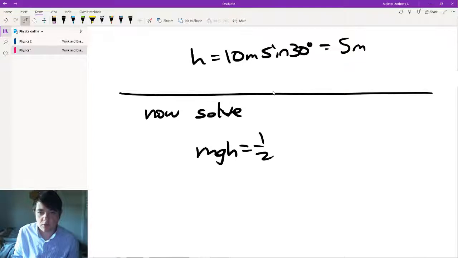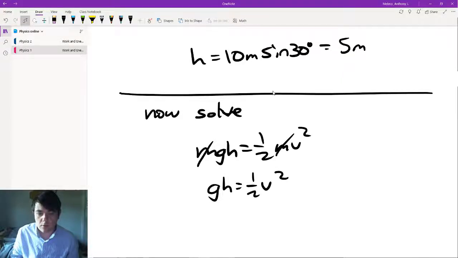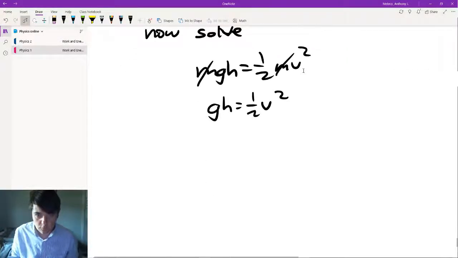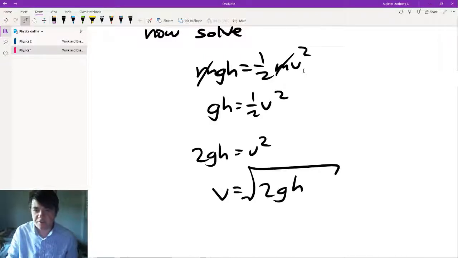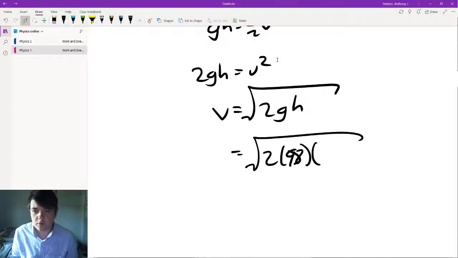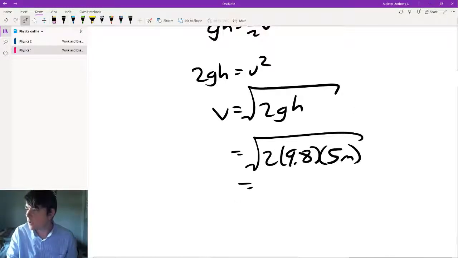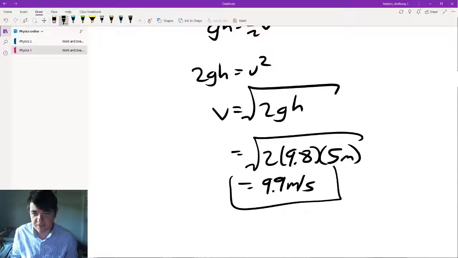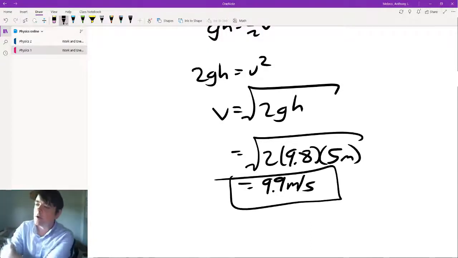So mgh equals 1/2 mv squared. We're solving for v. What was their speed at the bottom? So v equals the square root of 2gh. 2, 9.8, and then 5. And once you do that, you are left with, again, 9.9 meters per second, because I like to use the same numbers for everything. Okay.